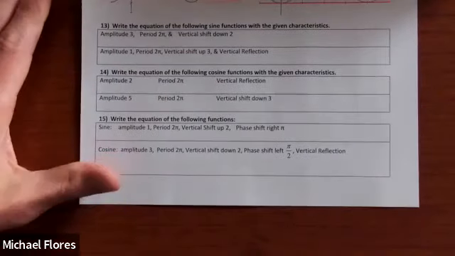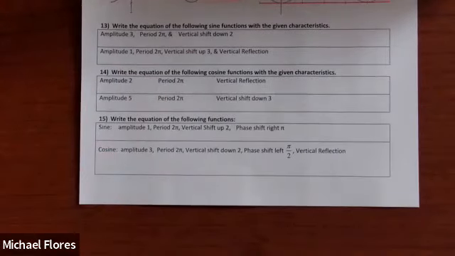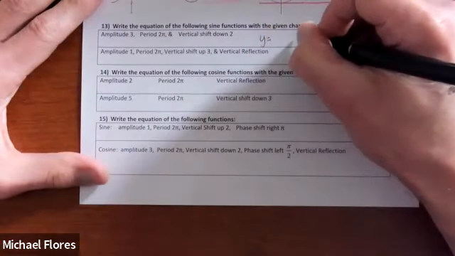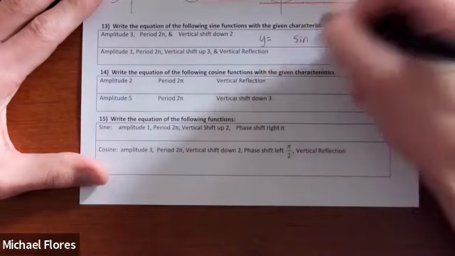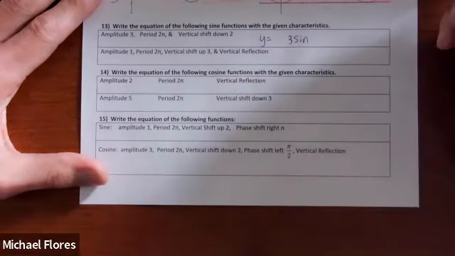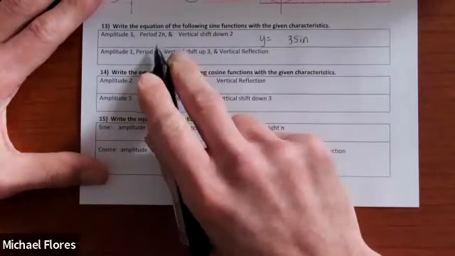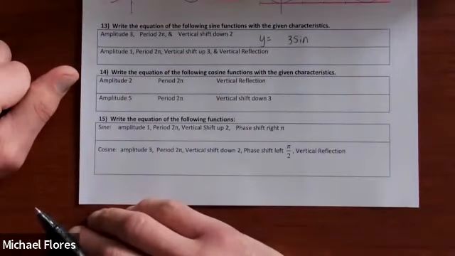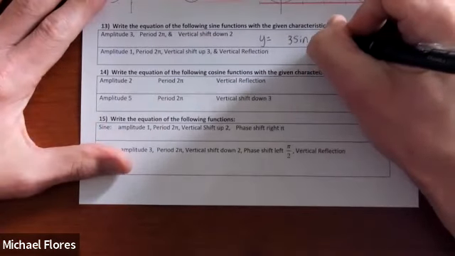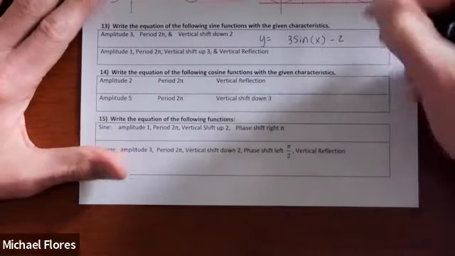Example 13, write the equation of the following sine functions with the given characteristics. Y equals sine. We have an amplitude of 3. Period of 2 pi. All these are going to have 2 pi today, so don't worry about that so much. And we have a vertical shift down 2. So I'm going to put my x in parentheses and then minus 2.